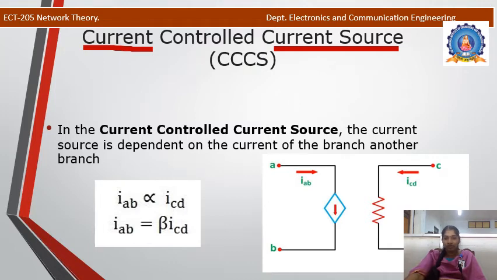Here this current depends on some other current in the circuit. We mark the dependent current as ICD. So IAB is proportional to ICD, that is, IAB is equal to beta into ICD. This beta is a ratio between the dependent current and the independent current. So we can say the current source depends on the current of another branch. Clear?